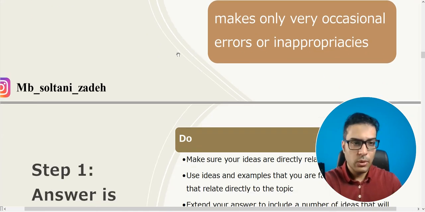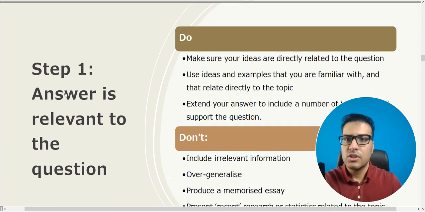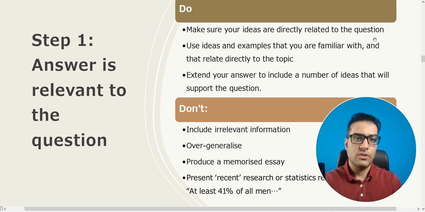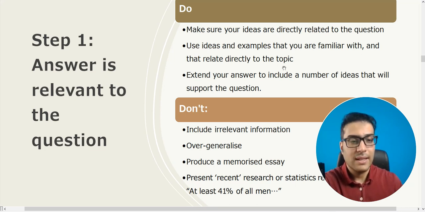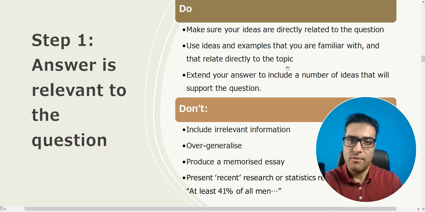So let's talk about the first step. We have some do's and don'ts. We should answer, and our answer should be relevant to the question. We should make sure that our ideas are directly related to the question. We shouldn't write off topic or bring irrelevant ideas. We should use ideas and examples that we're familiar with and that relate directly to the topics. We might know some topics and not be comfortable using them, so try to avoid them.